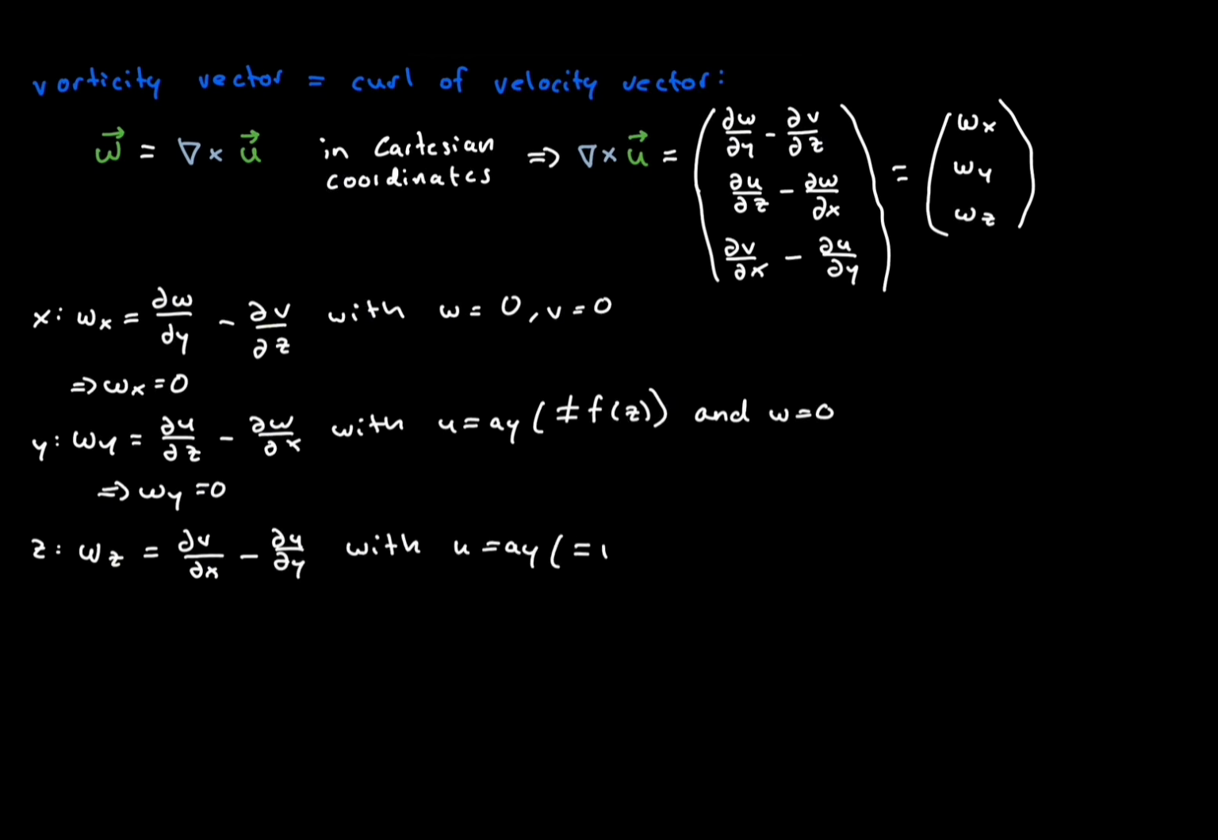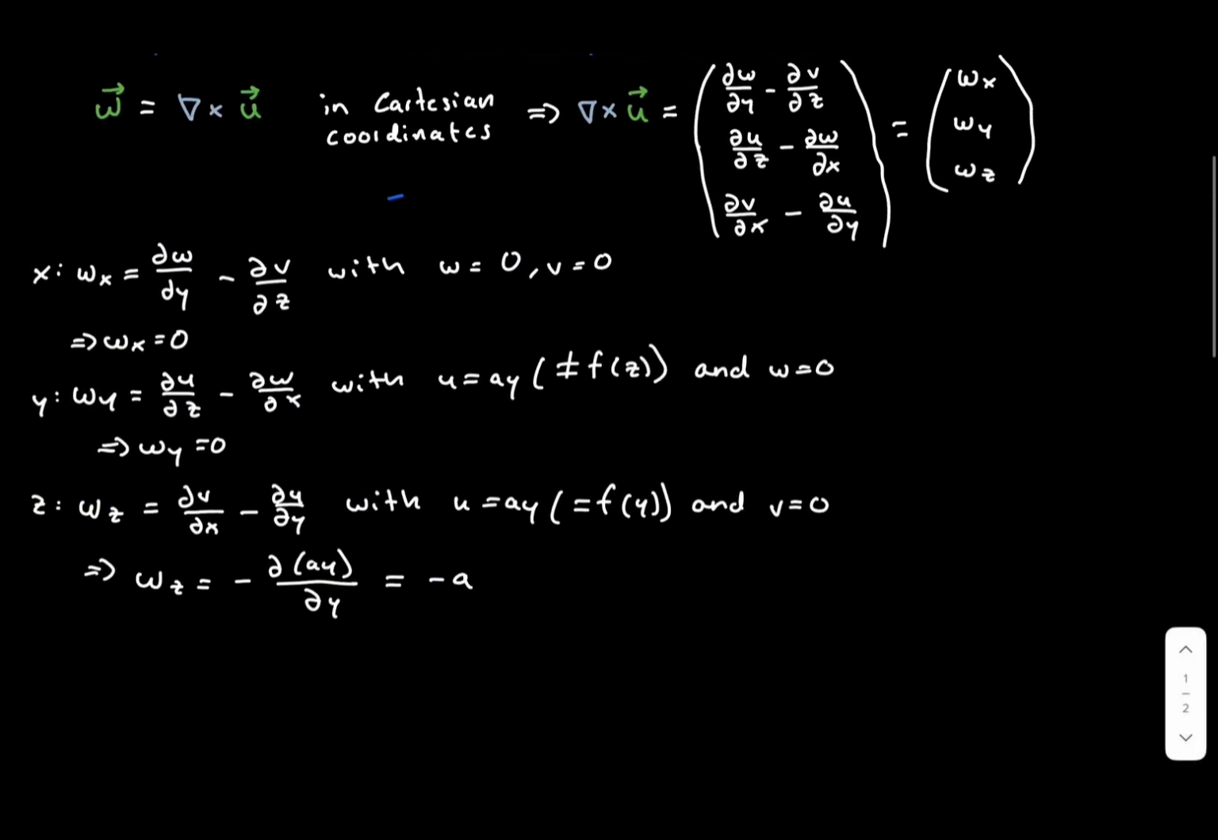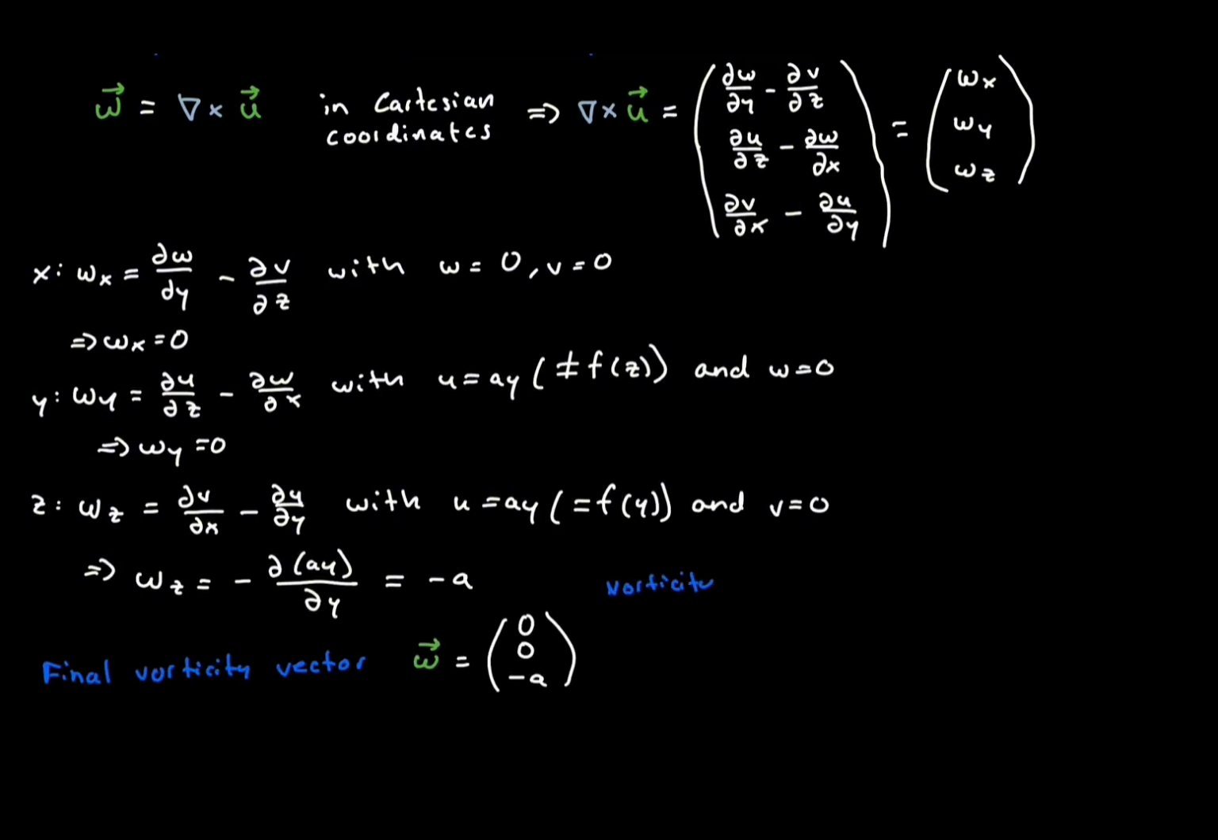The y velocity is 0 everywhere, so its derivative is 0. The x velocity is equal to a times y, so its derivative with respect to y is simply a. Therefore, the z component of vorticity is minus a. So the vorticity vector points in the negative z direction and has constant magnitude a.